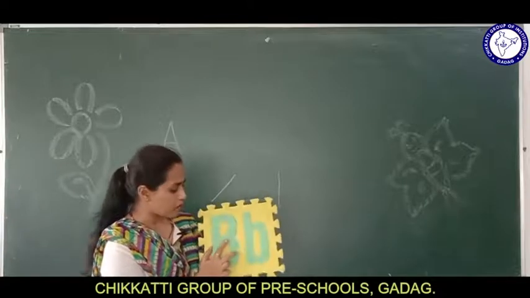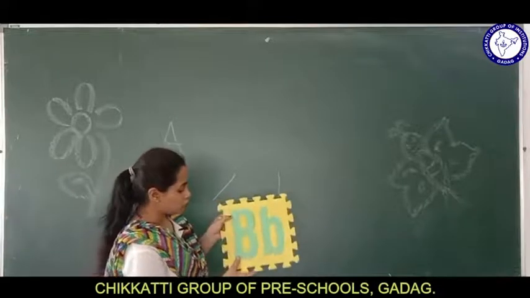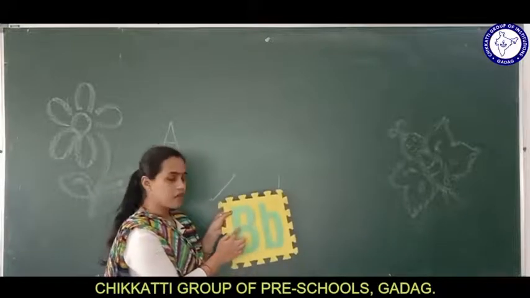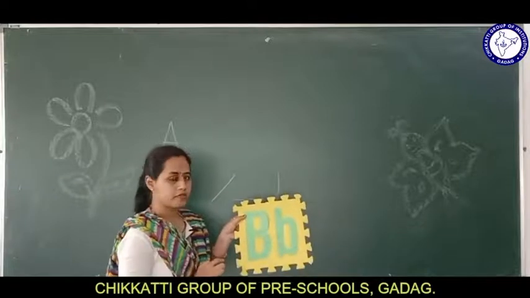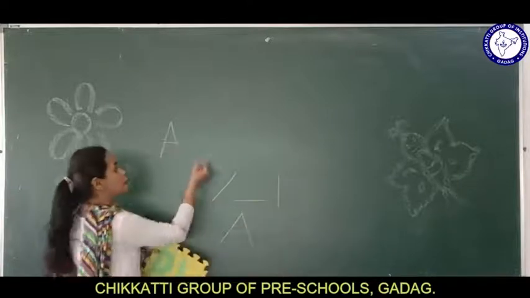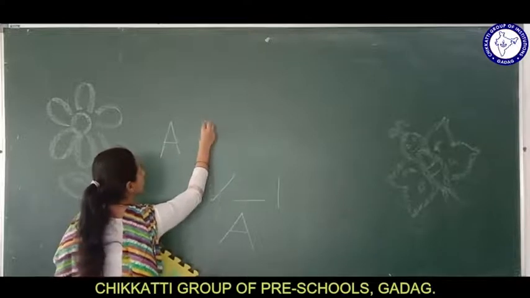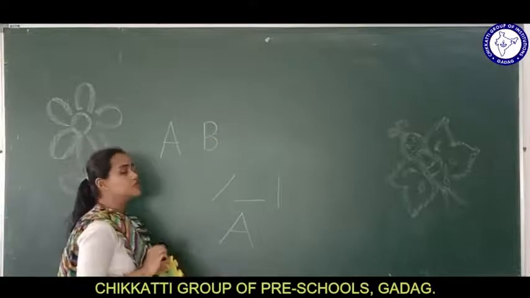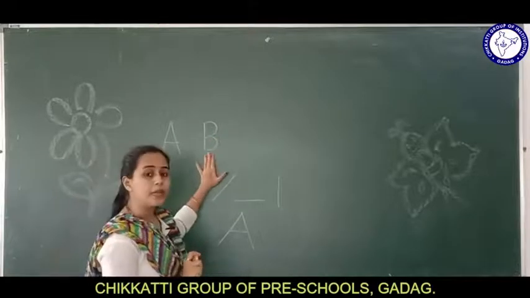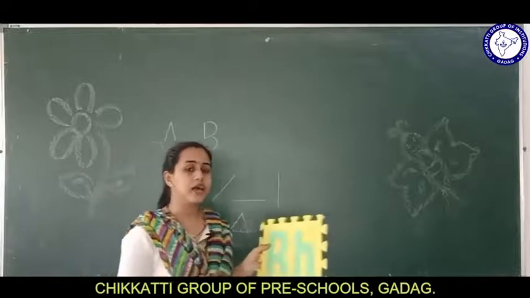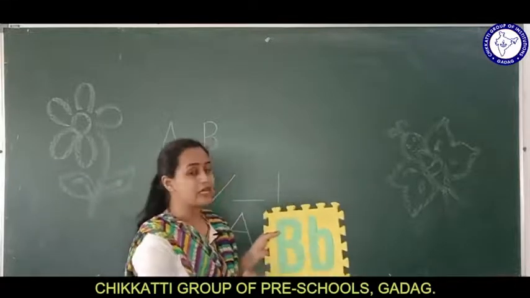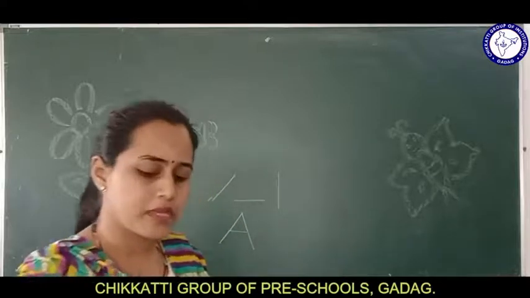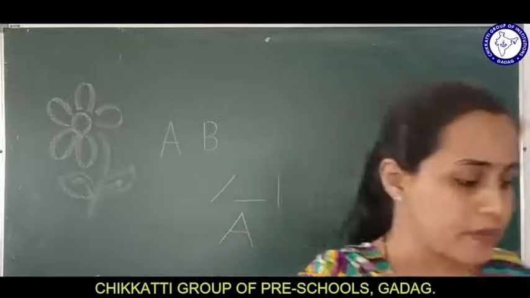B is coming out, right? Standing line, and here one curve, and here one more curve, right? Standing line, small curve, one more small curve. It will become B. What is the B sound? B. Right? So we go for the next alphabet.